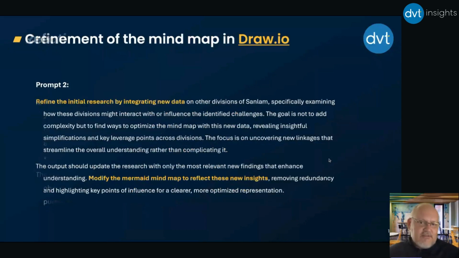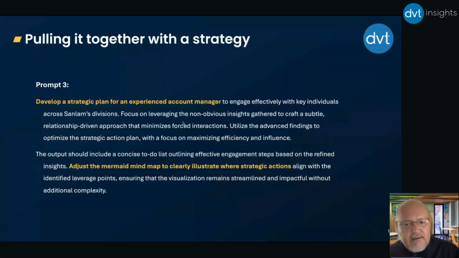Then we're going to do a second prompt as well. You don't need to remember this, obviously. It's just a question of showing you how we set up a conversation to draw things. This time we're going to focus on other divisions and we're going to modify them. I'll do it a couple of times to show you, so you can really remember how to use Draw.io. So don't worry about that. And then the last one, we're going to create a strategic plan and update the mind map again. This is going to have a to-do list as well.